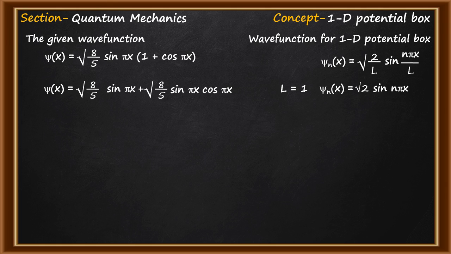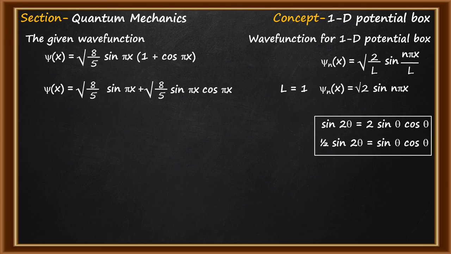So how to do that? What we can do is, we can use a trigonometric formula, that is sin 2 theta is equal to 2 sin theta cos theta, which implies half of sin 2 theta is equal to sin theta cos theta. So this formula we will use in the second term. So this expression will become psi x is equal to square root of 8 by 5 sin pi x plus 1 by 2 square root of 8 by 5 sin 2 pi x. So sin pi x cos pi x will become half sin 2 pi x.